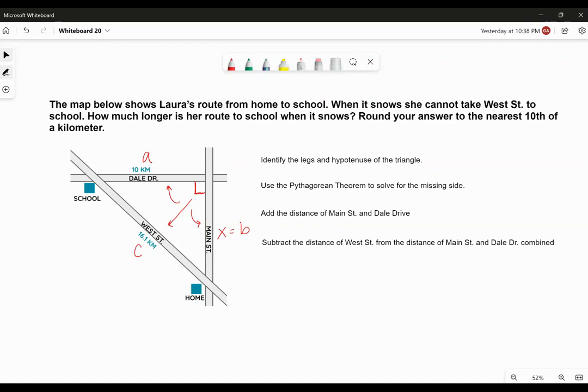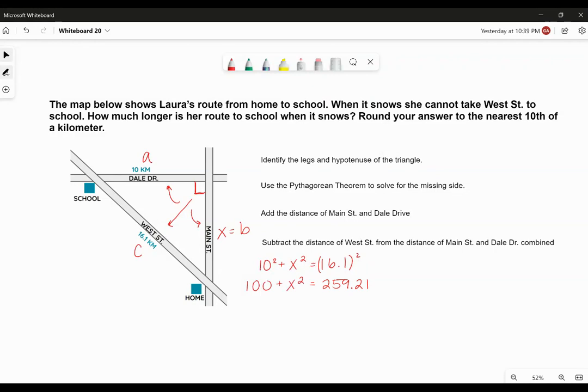Our next step is to plug them into the Pythagorean theorem and solve for that missing side. So we're going to end up with 10 squared plus x squared is equal to 16.1 squared. And 10 squared is 100. X squared is going to remain the same. And 16.1 squared gives us 259.21. It does say to round to the nearest tenth, but I'm going to do that when we get to our final answer after we take the square root.